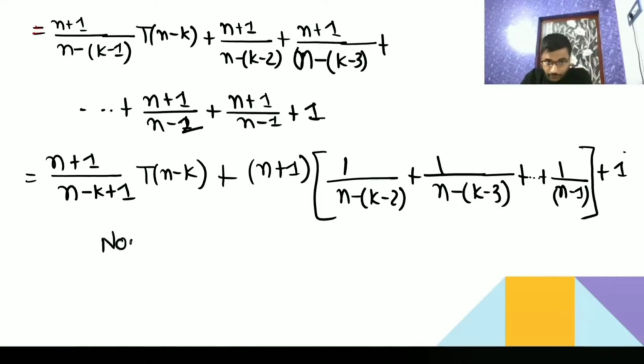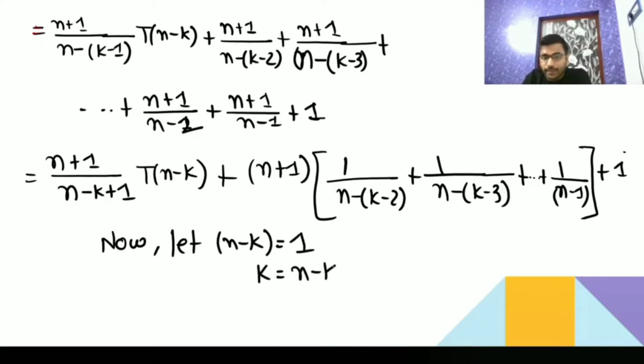Now let n minus k be equal to 1, because we have to make it 1. Then k is going to be n minus 1. Sorry, n minus 1. Then here k will go to that side. So k is going to be n minus 1. So in place of k, just substitute n minus 1.